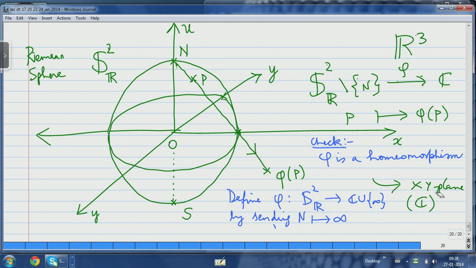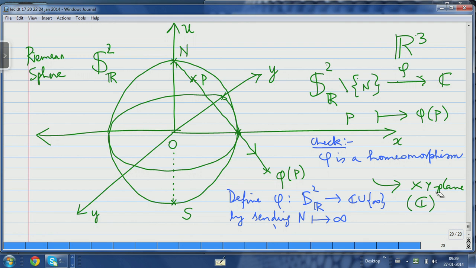Then I take the sphere centered at the origin, radius 1 unit. That sphere minus the north pole, which is the point with coordinates 0, 0, 1, if you throw that point out, the rest of the sphere is mapped homeomorphically onto the complex plane by this map phi, which is called the stereographic projection. I asked you to check that this map phi is a homeomorphism.